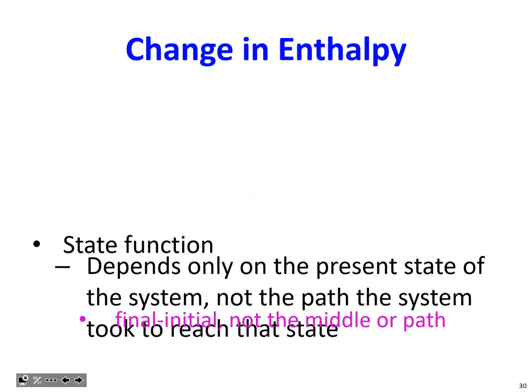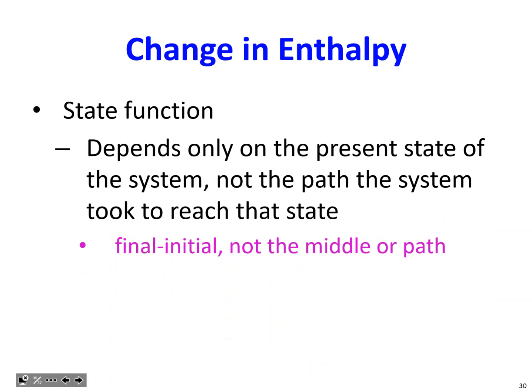So, what do we know about change in enthalpy? We need to know that it's a state function. State function means that we care about the initial state of our reactants and we care about the final state of our products, and we look for the difference between them. Now, we don't really care about the pathway. Pathway goes in a different section, okay? Final minus initial, not the middle or the path.